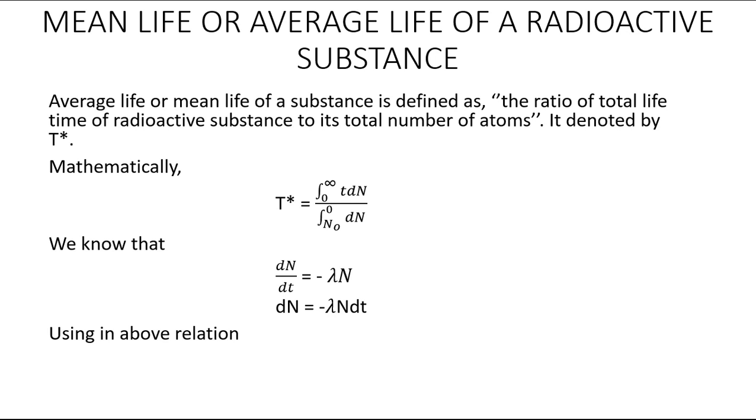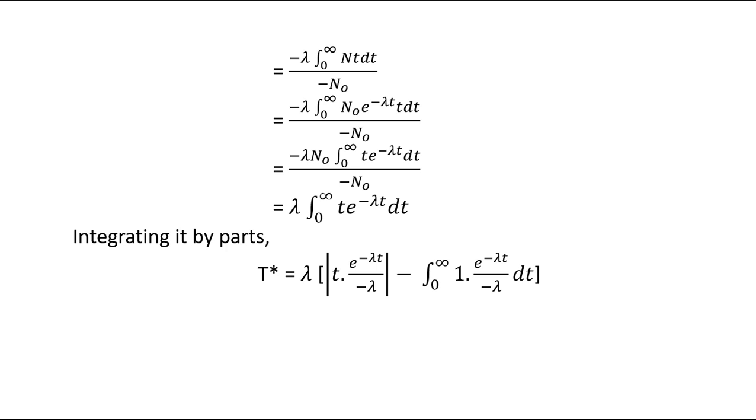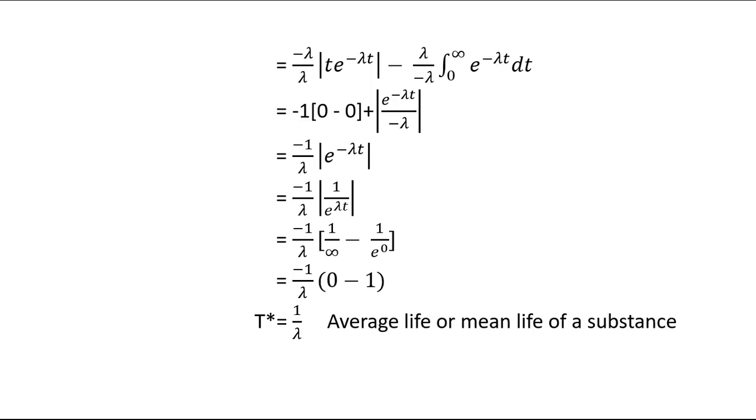According to the decay law, at the start of the process we use this relation, and using it with some mathematical tools, we end up with the average life or mean life of the substance, which is tau equal to 1 over lambda. So it is a little bit different from the half-life of the substance.